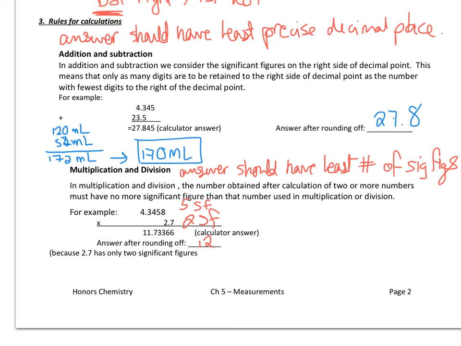Okay, so main thing to remember here with multiplication and division, we care about the number of sig figs. You go with the least number of sig figs. With addition and subtraction, you go with the decimal place, the least precise decimal place.